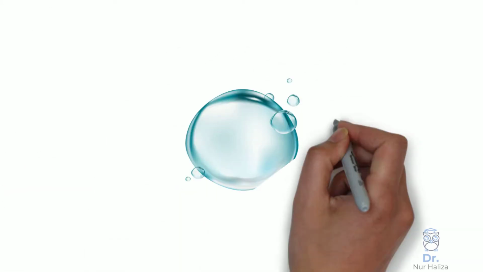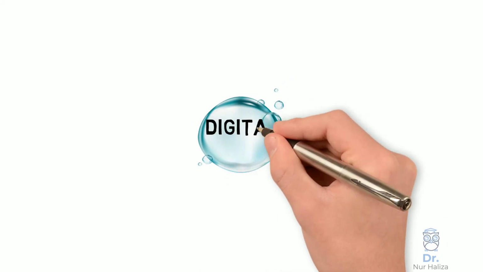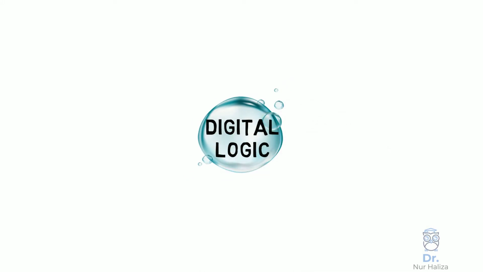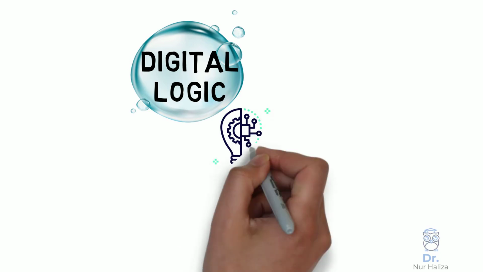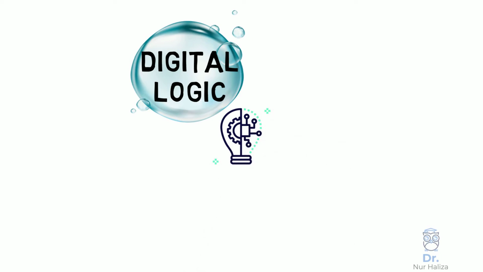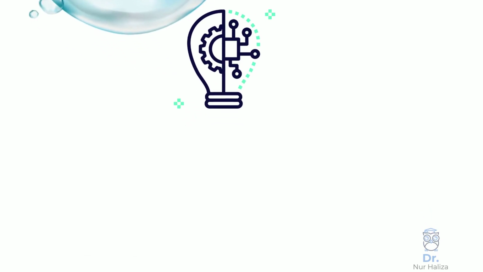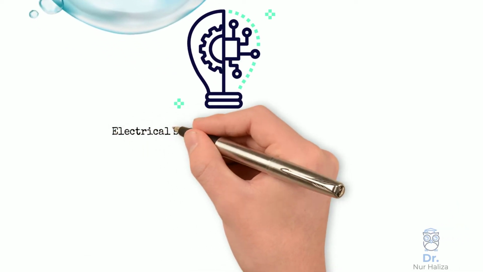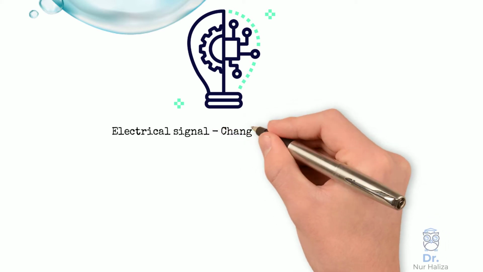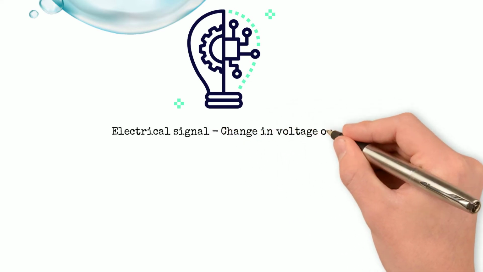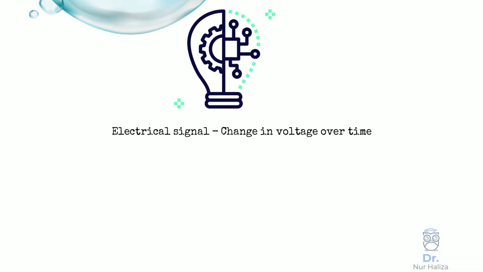In this video, I'm going to share a little bit about what we're going to learn in digital logic. So first of all, in digital logic, maybe we can see the basics of signals. Maybe we start with electrical signals, which are represented as a change in voltage over time. The change occurs when the voltage begins at 0 and increases until it peaks. The signal then drops back down to its lowest level.